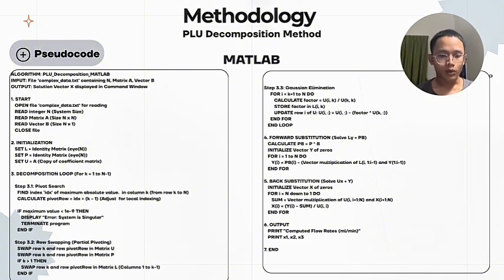After that, we initialize the matrix L and P and also set U equal to 0. Then we start with the decomposition loop for k equal to 1 to n minus 1. For the decomposition loop, we start by pivot search.